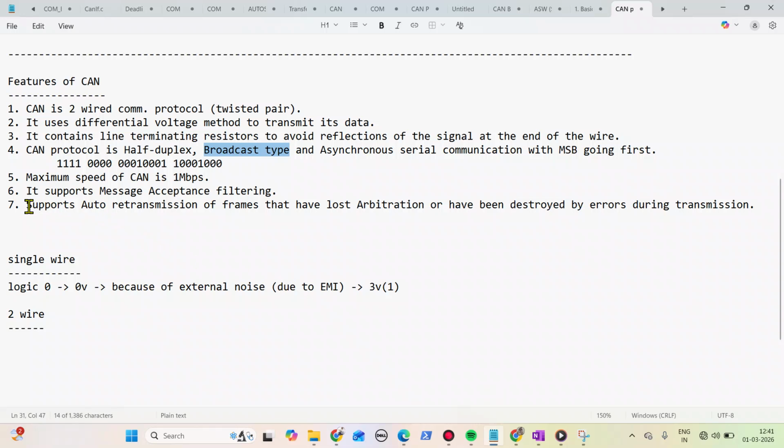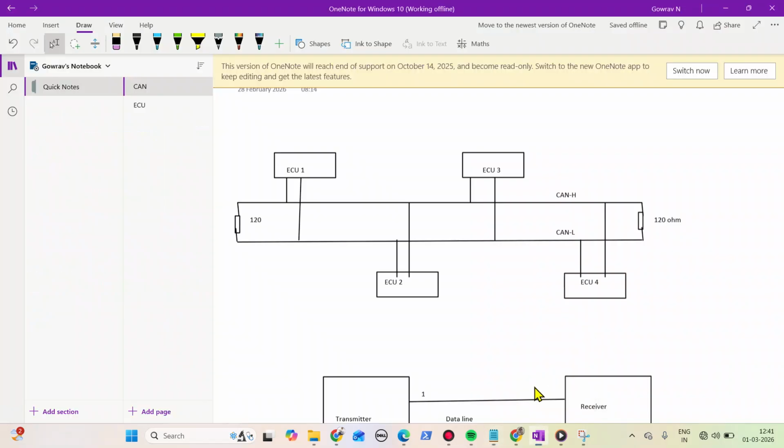Okay, and coming to the 7th point, it supports auto retransmission of frames that have lost arbitration or have been destroyed by errors during transmission, which means our CAN protocol supports auto retransmission of the frame. For example, there is arbitration going on. Guys, if you don't know about arbitration, it will be discussed in the next video, don't worry. Just listen to it, and in the next video you will get more clarity.